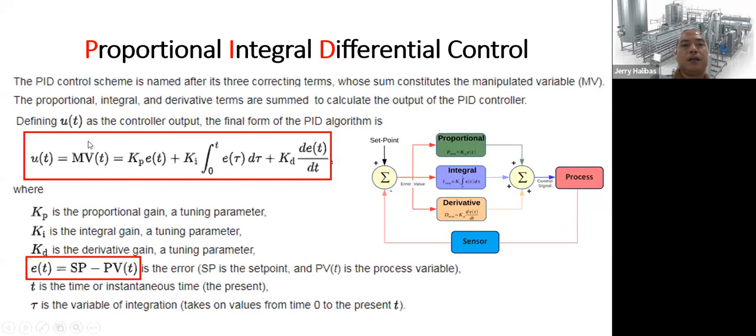Okay, so let's recall the mathematical model of the PID control system. The manipulated variable is equal to the proportional controller plus the integral controller plus the differential controller. Okay, so those are P, I, and D respectively. It is a function of error, where the error is set point minus the process variable, or the output of your sensor, which senses the process itself.